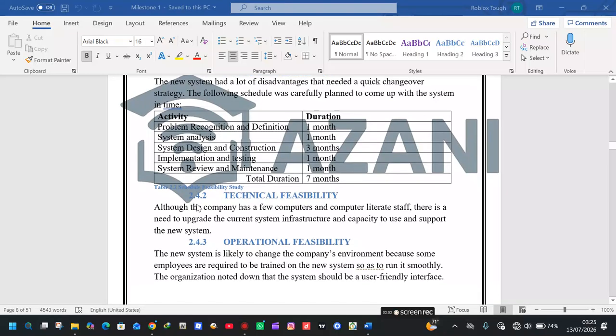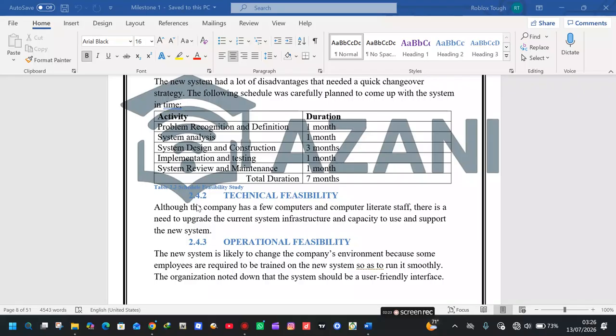So the problem recognition and definition part should take a duration of 1 month. The system analysis, same, that is 1 month. The system design and construction, 3 months. The implementation and testing, 1 month. System review and maintenance, 1 month. So the total duration should be 7 months.